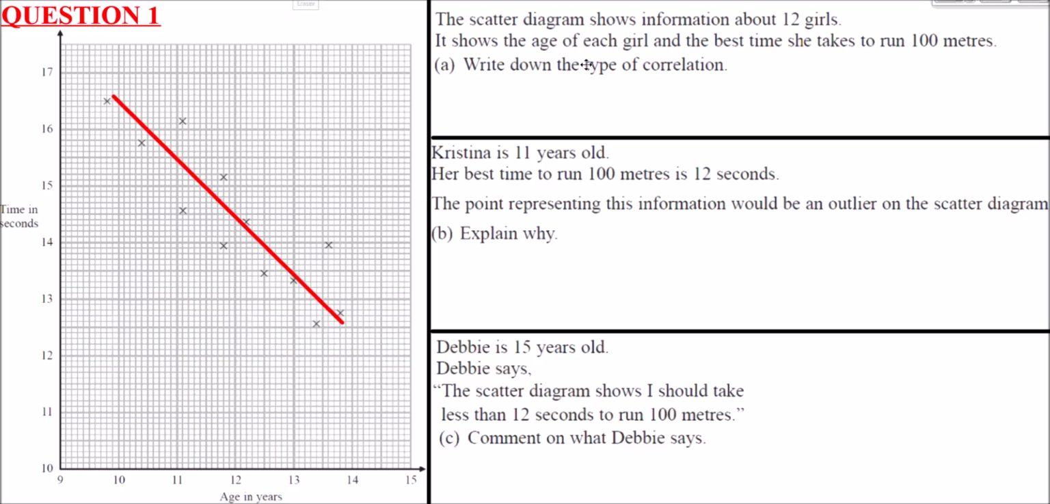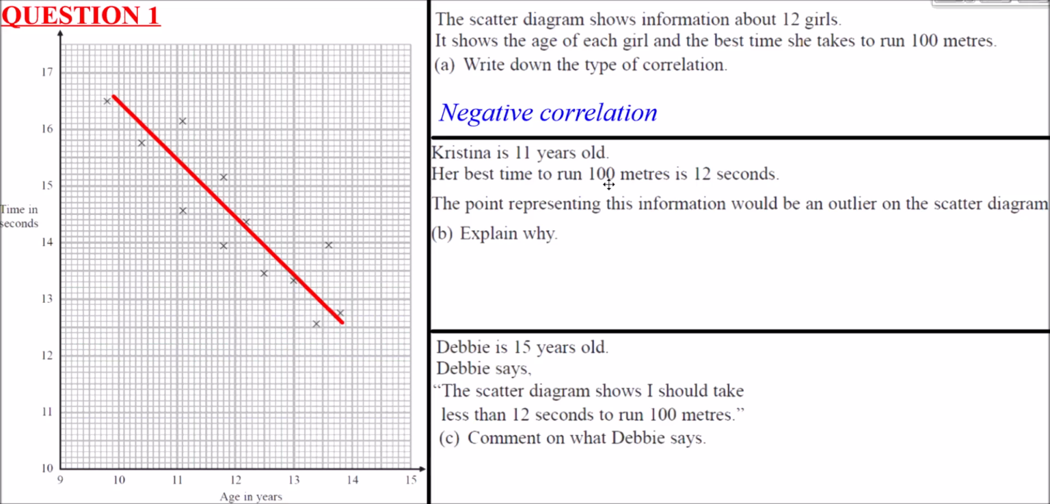So write down the type of correlation. Only 2 types, only positive or negative. This line of best fit is going downhill as you go from left to right, therefore this correlation is simply, put negative. Next, it says Christina is 11 years old.